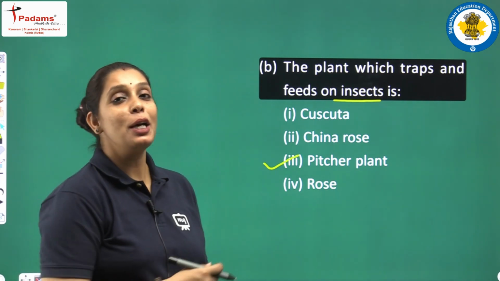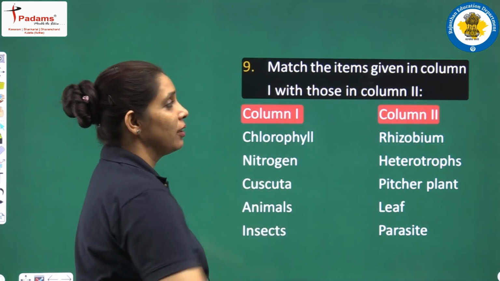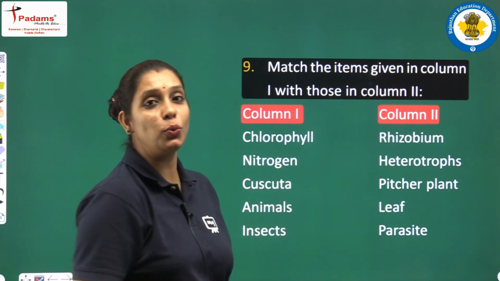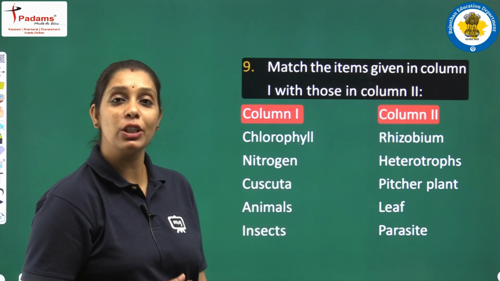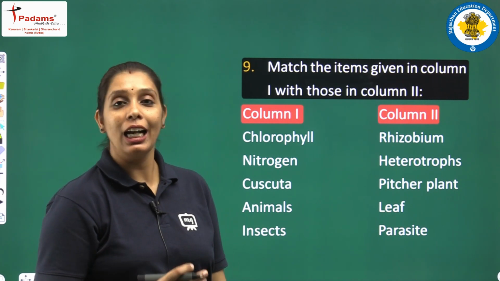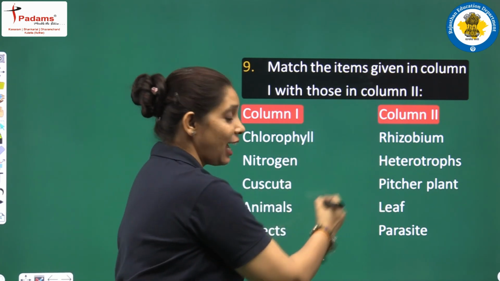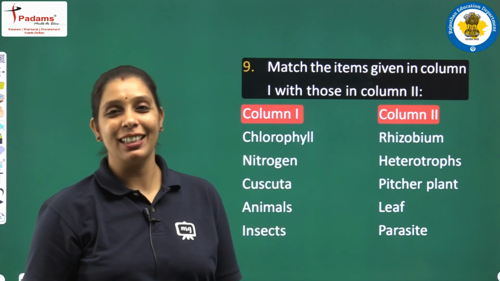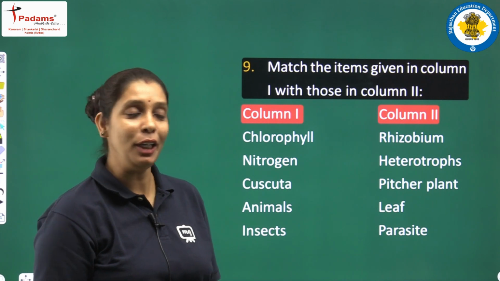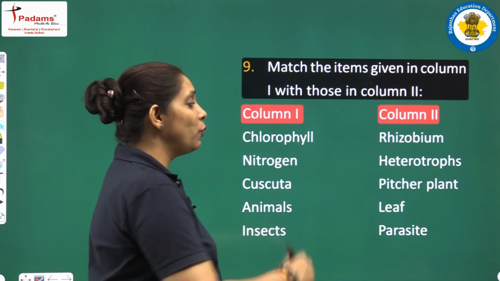Next question is, match the following. We have to match column 1 items with column 2. Students, whenever we have such a question, we have to write the answer in front of it. Earlier, we were doing zigzag, and that's difficult for the teacher and for us later on to understand. Okay. First is chlorophyll.